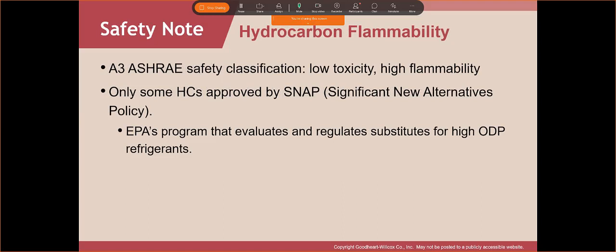All right. We also have a classification. There are different classifications for different refrigerants. Low toxicity, high flammability. Only some HCs are approved by the Significant New Alternatives Policy. So not every flammable refrigerant is going to be used. All right. We want something that's going to be low toxic, hopefully low flammability, but it just all depends.